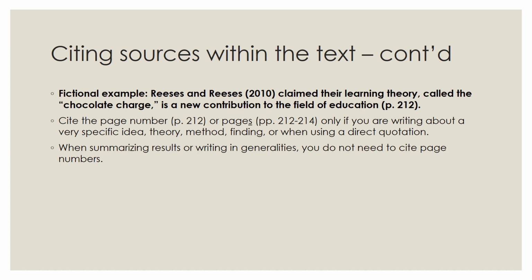And if you have one page, it's p. and then the page number. If you have multiple pages, it's pp. and the series of page numbers. And you'll use this when you want to draw attention to a very specific idea, theory, method, finding, or, as we'll get into in a moment, when you're using a direct quotation. But in general, when you're summarizing the results of studies or writing in generalities, you don't need to cite page numbers. You only use this format if you really want to draw attention to something very specific or noteworthy.